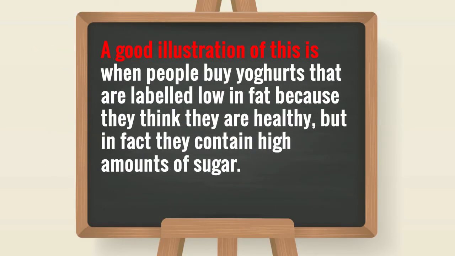Our 4th way to give an example is to start a sentence by saying "a good illustration of this is", and then you start talking. So if you look carefully at this example, a good illustration of this is when people buy yogurts that are labeled low in fat because they think they are healthy, comma, but in fact they contain high amounts of sugar. So this is how you can start another way of giving examples.